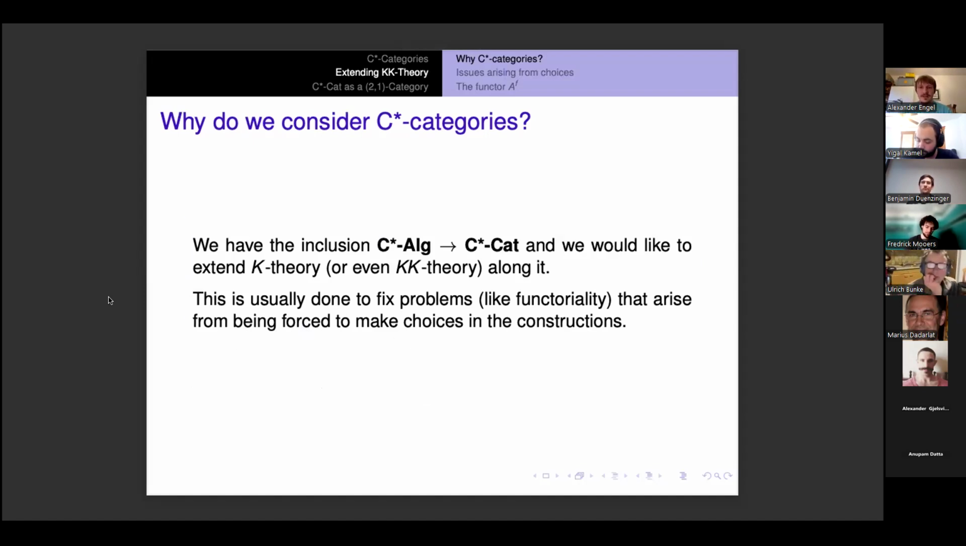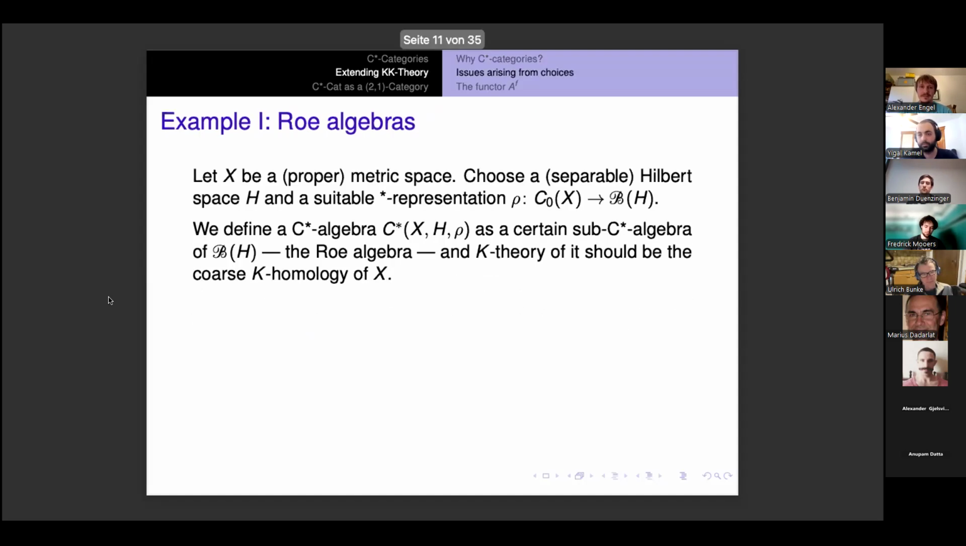Yes, so the reason why we want to generalize to C-star categories is that sometimes you encounter problems when you want to define something just using C-star algebras. Usually these are functoriality problems. And sometimes you can solve these functoriality problems by passing to a suitable C-star category as an intermediate step. So I will give you now two examples where this happens.